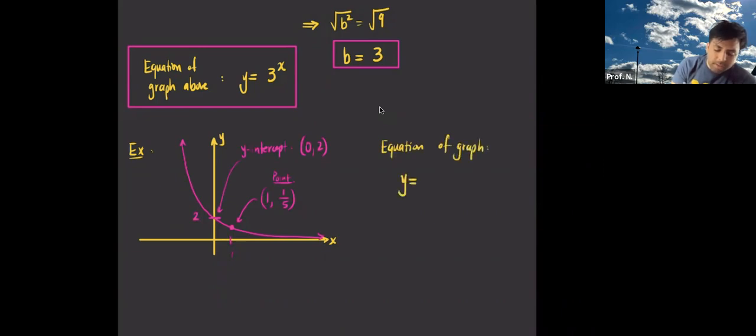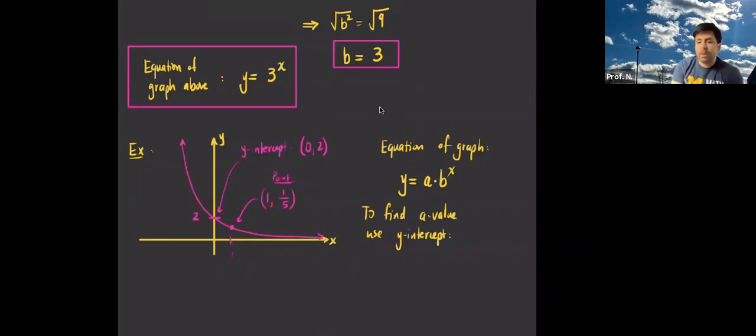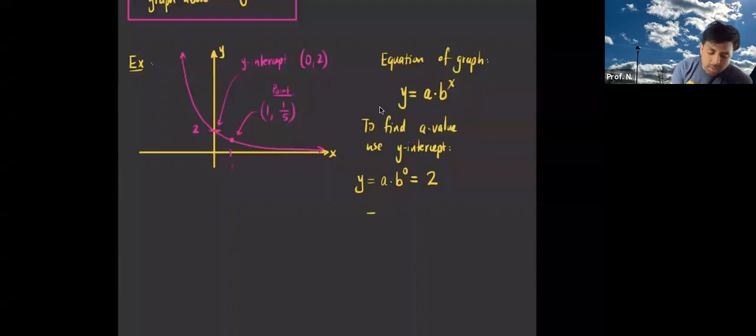So I know that my graph is exponential and it has this form, a times b to the x, right? So to find the a value, use the y-intercept. Remember, the y-intercept is when x equals 0. So when I plug in 0, a times b to the 0th power, I should get 2 out, right? And if b to the 0 is 1, then what does a equal? A equals 2.